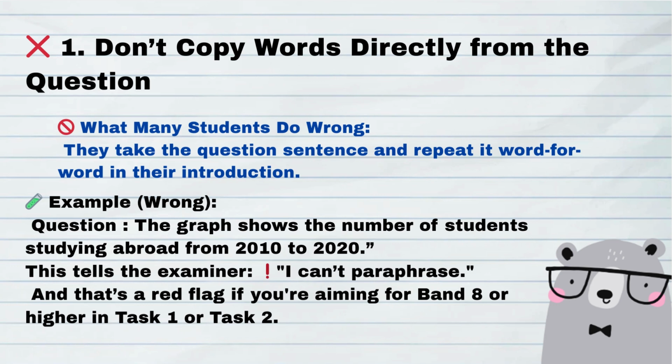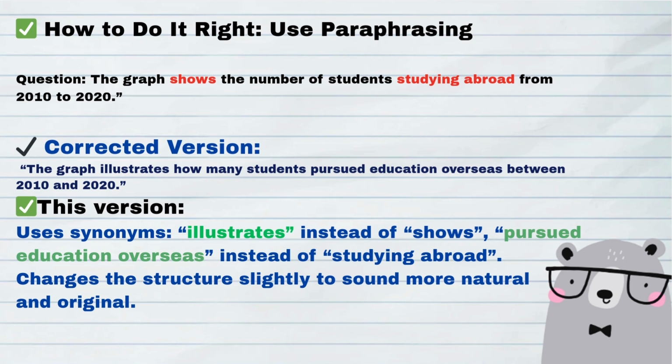I know usually the centers teach you, they always taught the students, oh, once you have a graph, then you can pick the main words from the question and then you can start putting the figures or numbers in there and change the statement, right? But no, that is wrong. If you use the same thing, it means you are telling the examiner that you can't paraphrase, and that is a red flag. If you are aiming for band 8 or higher in Task 1 or Task 2, then definitely you need to focus on these things. So how to do it right using paraphrases?